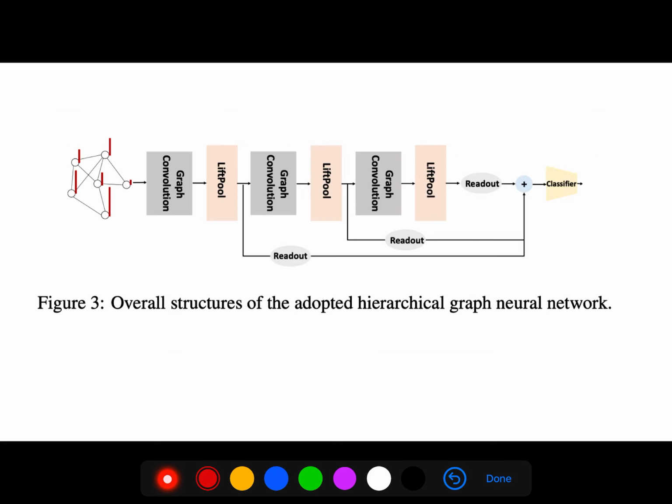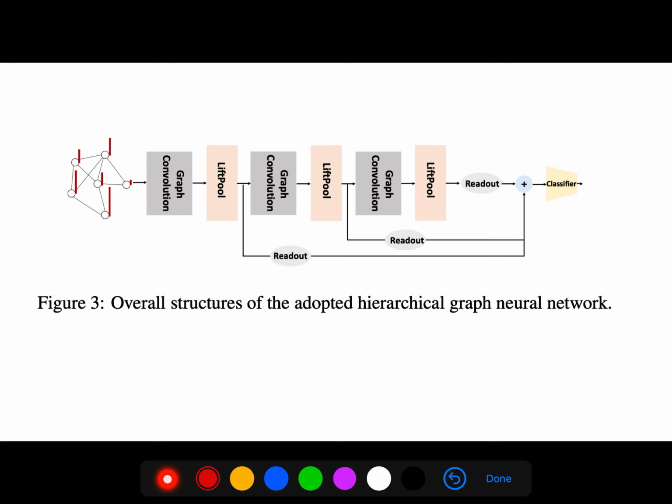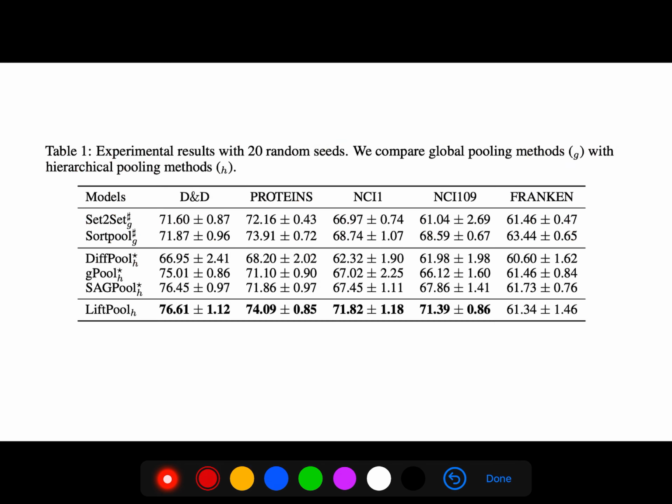You see the overall structure. We have graph convolution, then LiftPool. Graph convolution, LiftPool. This continues until we have a readout, because we want to do a classifier, so we need a single vector. They did it for these typical data sets for graph classification, especially D3.